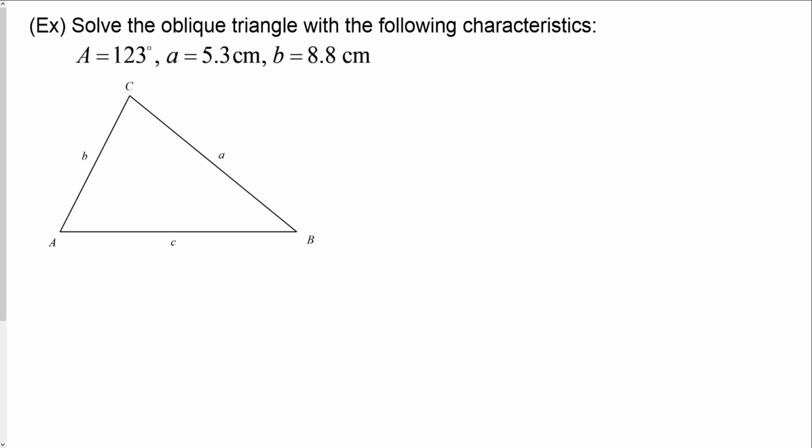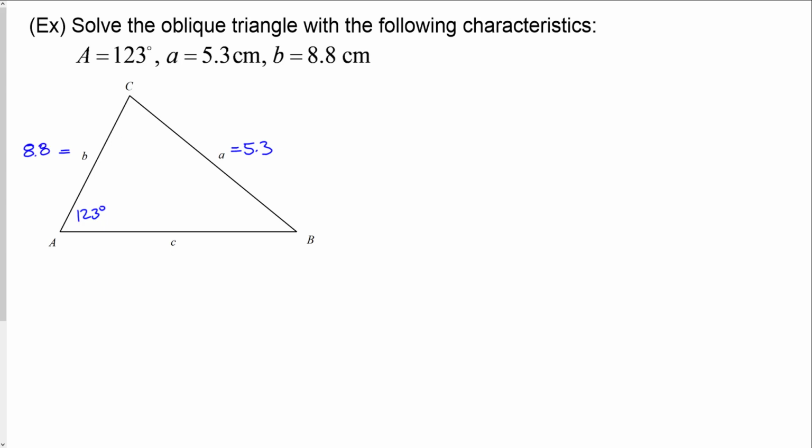All right, next up, solve the oblique triangle with the following characteristics. 123 degrees for angle A. Side A is 5.3 centimeters. Side B is 8.8 centimeters.